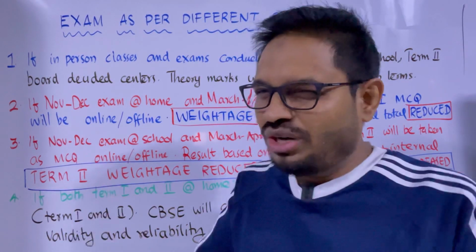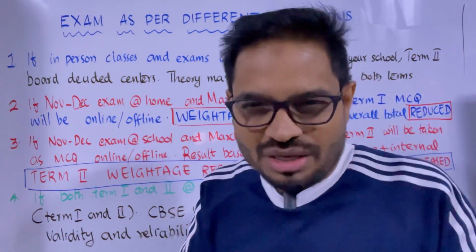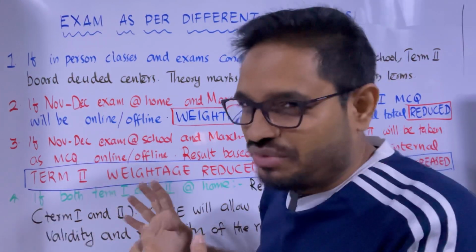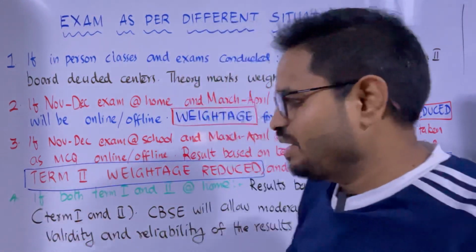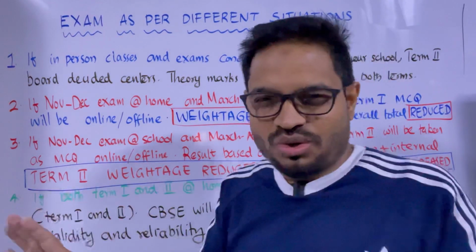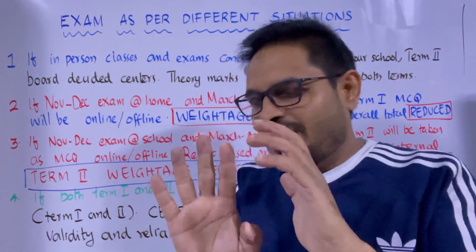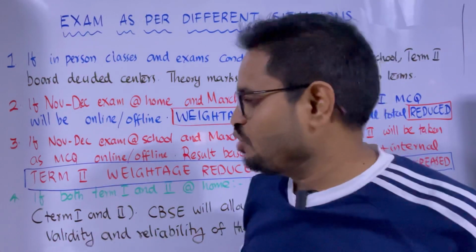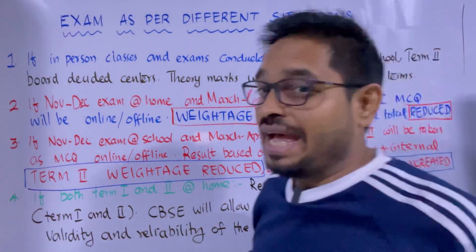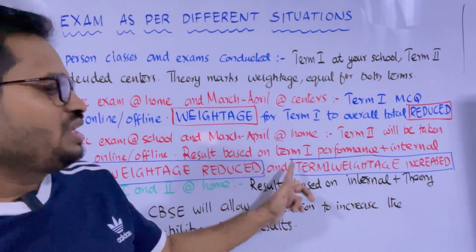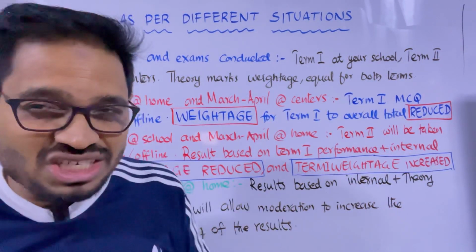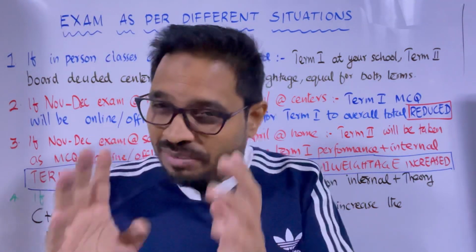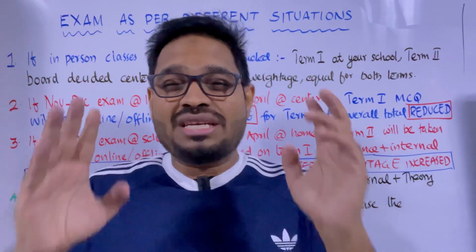Look, before we told term 2 is for 2 hours, and that too with various kinds of question patterns, short answer, long answer, everything. But if it is at home, no. At home you will never get any kind of explanatory question paper. That also will be changed into an MCQ paper which will be taken online or offline, and your result will be based on term 1 performance plus internal. Why? Term 1 performance plus internal. Term 2 also will be taken into account, but its weightage is highly reduced.